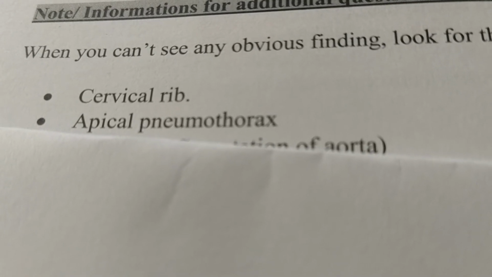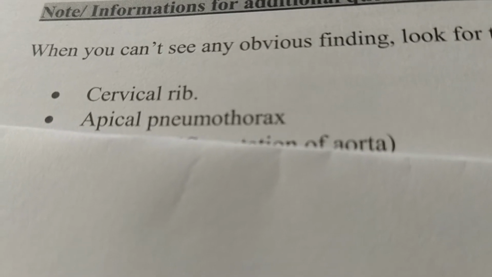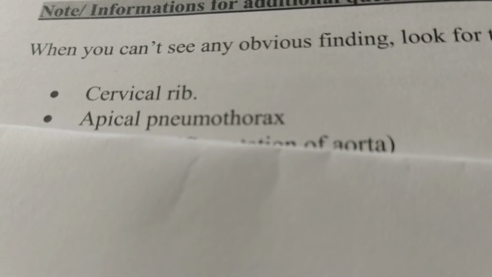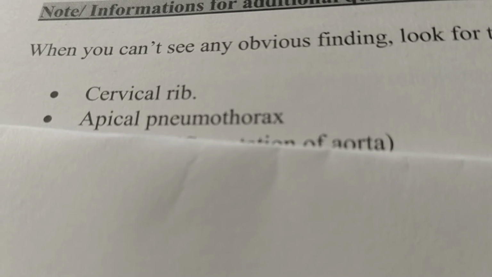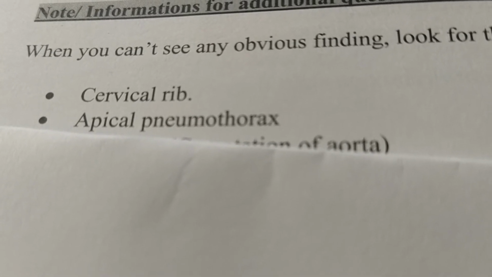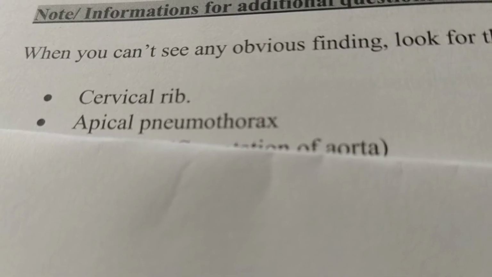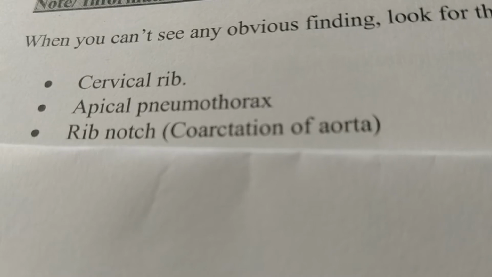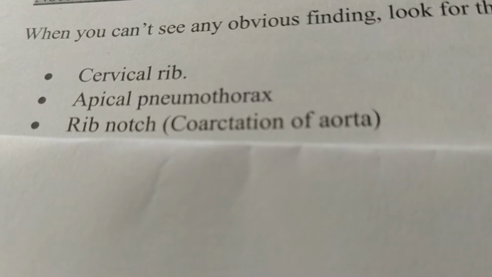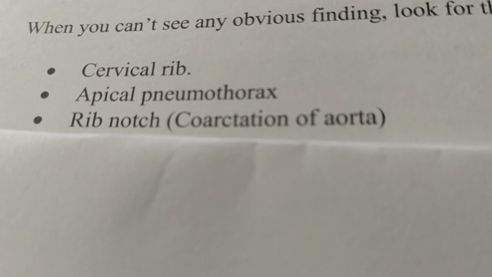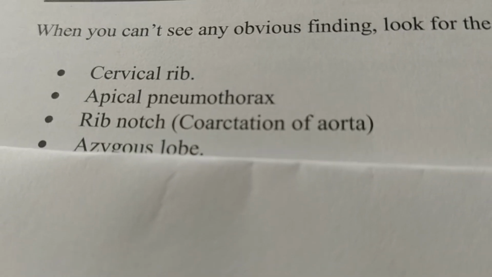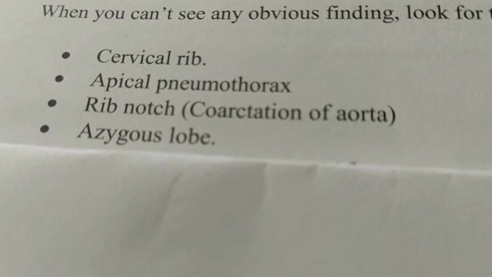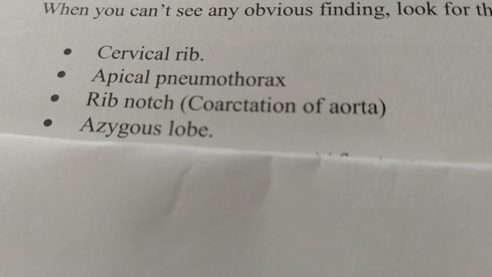Number two, apical pneumothorax. A very small pneumothorax at the lung apex, usually unilateral on one side, and easily misdiagnosed or undiagnosed. Next, rib notching. Usually rib notching is due to coarctation of aorta. Azygos lobe. Sometimes we encounter this azygos lobe.